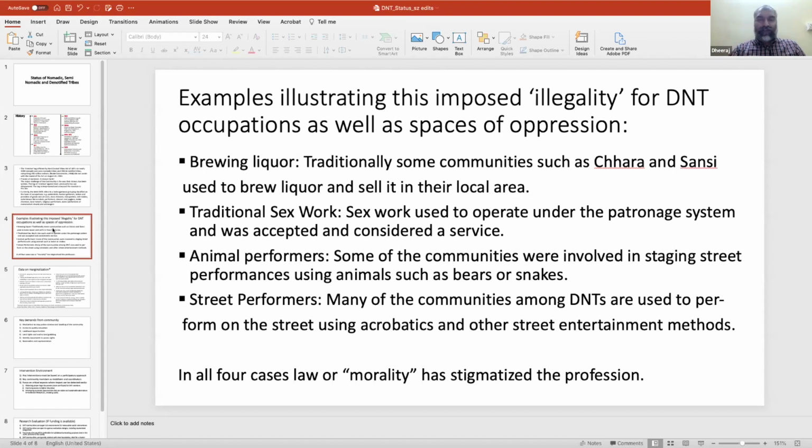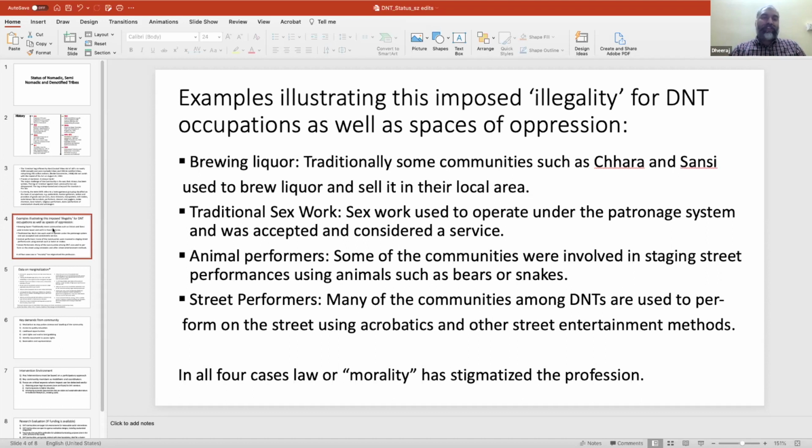Moving further, if we try to understand the imposed illegality of professions among these communities, one example is brewing liquor. There were traditional skills, particularly among the Chara and Sansi tribal groups, who had skills to brew liquor, but over the period with state imposition of laws on liquor production, this very profession became illegal. Talking about traditional sex work, it used to happen within a certain patronage system, but over the period it developed into an industry with a complex structure of middlemen as well as traffickers.